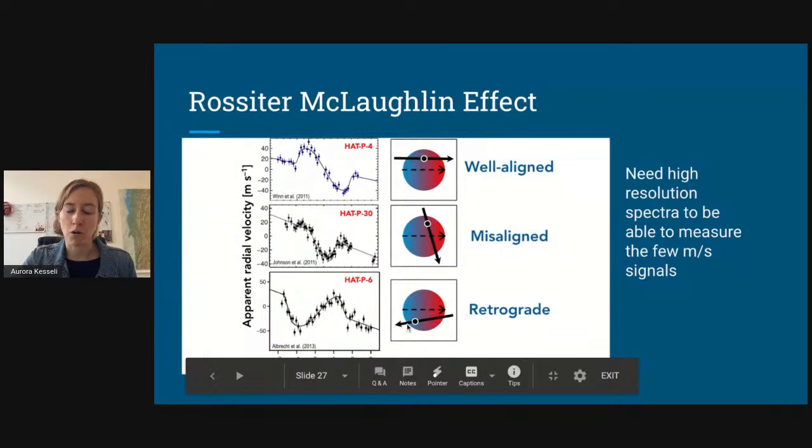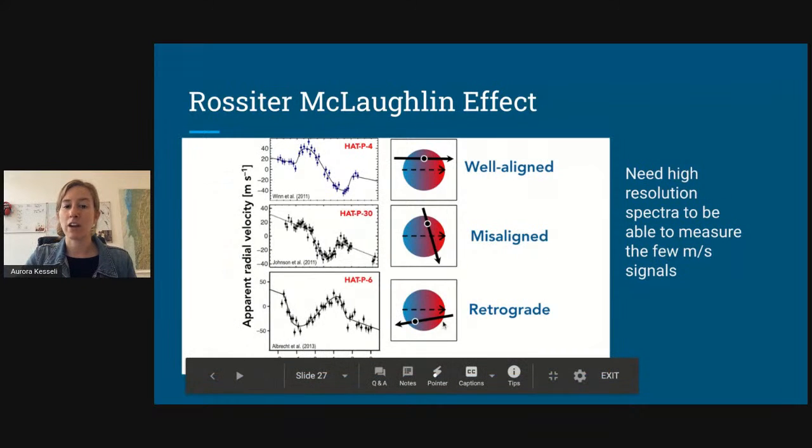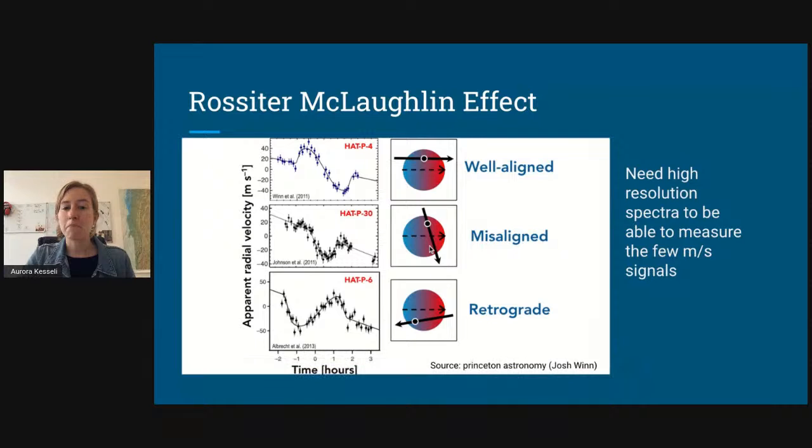in a retrograde orbit. What that means is normally we have the star spinning in one direction, and we have the exoplanet orbiting in the same direction that the star is spinning. This is called a prograde orbit. But we can have retrograde orbits, where the star is spinning in one direction and the exoplanet is orbiting in the opposite direction. And that's what we see here, this retrograde orbit. So we've actually measured examples of retrograde orbits, completely misaligned orbits, and of course well-aligned orbits, which is what we expect.